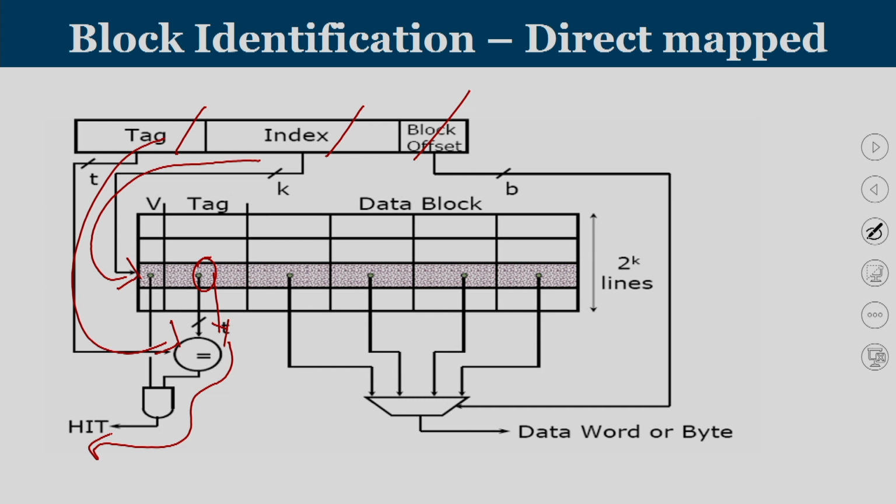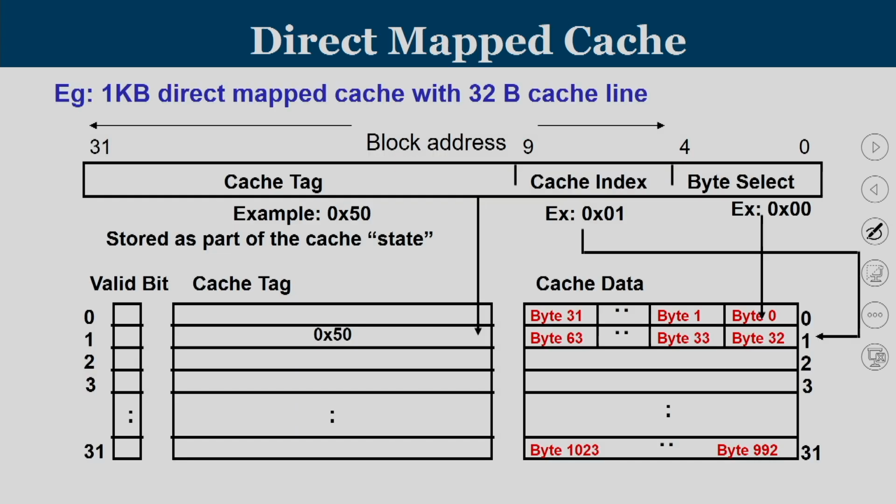If it is a hit, then the offset portion will tell you which word you have to extract, and these combinational circuits will help you in extracting your data as per whether it is a hit or a miss. This is an example of a direct mapped cache.